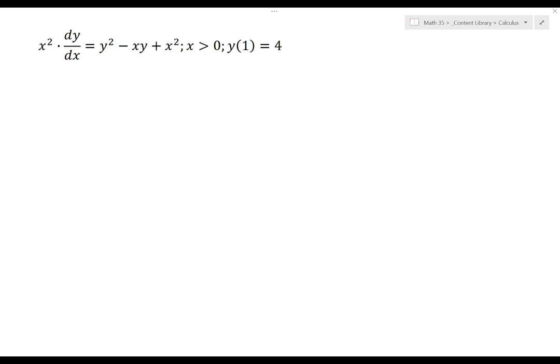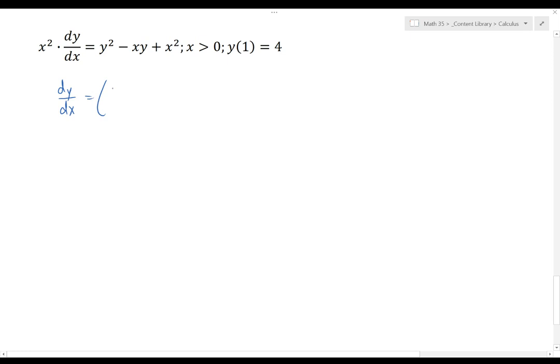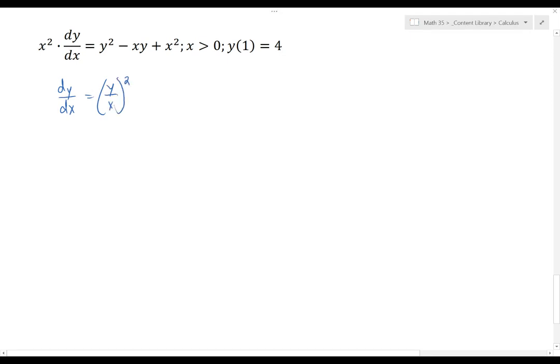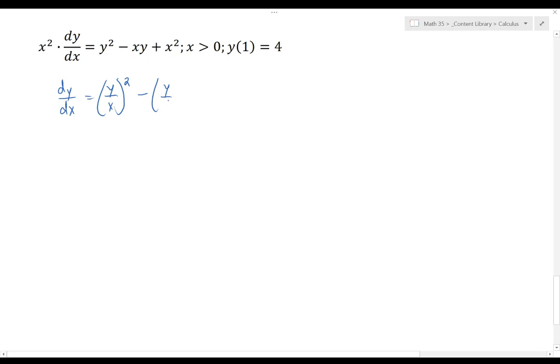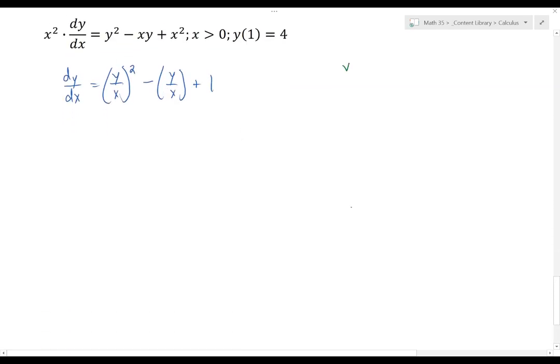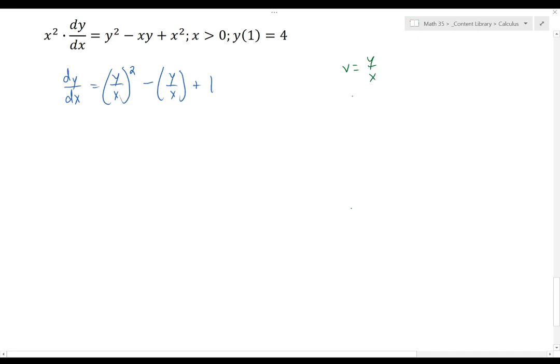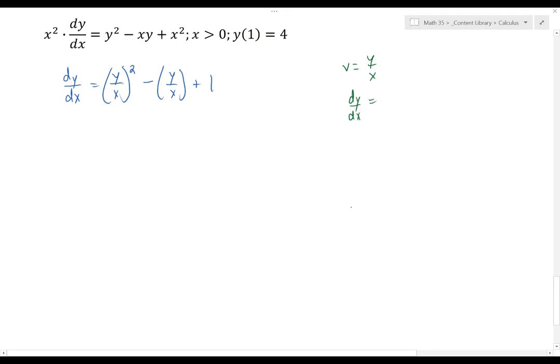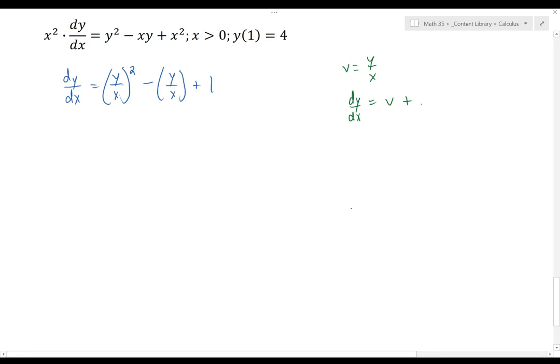So dividing everything by x squared, I'm going to get dy/dx equals y over x squared minus y over x plus 1. So our usual substitution, we've got a y over x. So I've got v equals y over x, which means dy/dx equals v plus x times dv/dx.